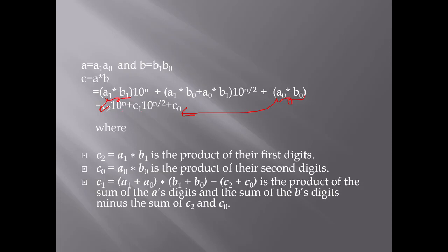Here we have 3 multiplications, C1, C2 and C0, and 3 additions, which reduces time complexity. From this formula we are going to solve multiplication of large integers.